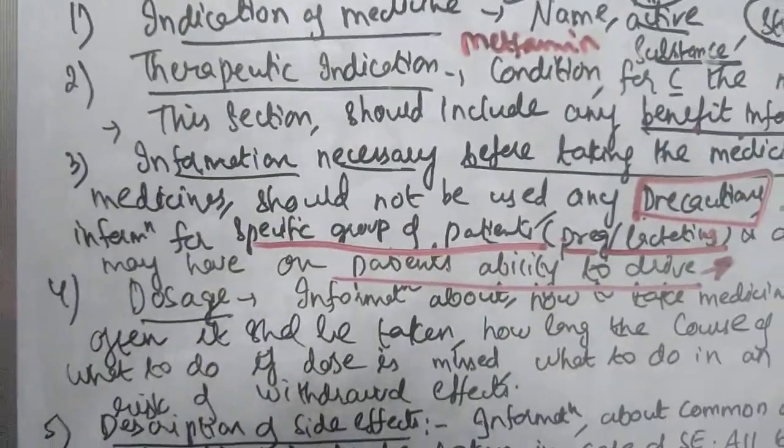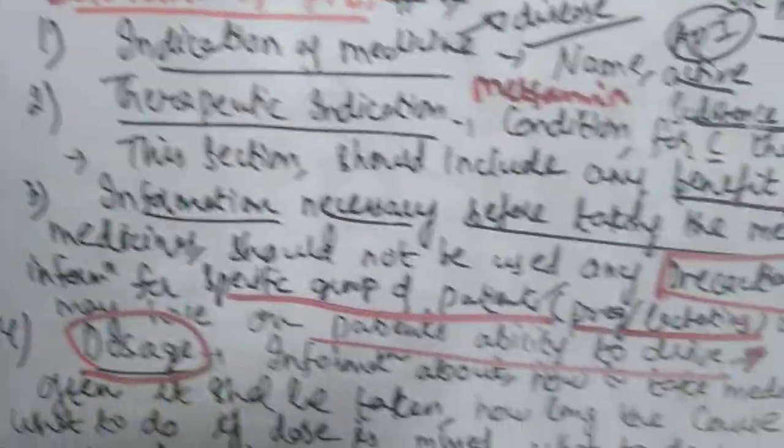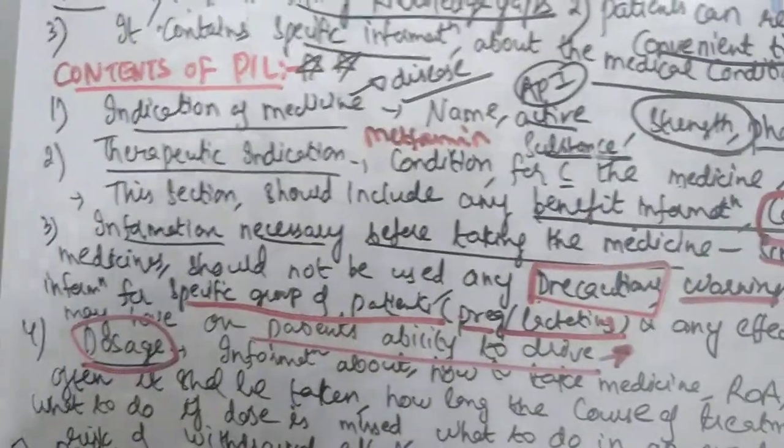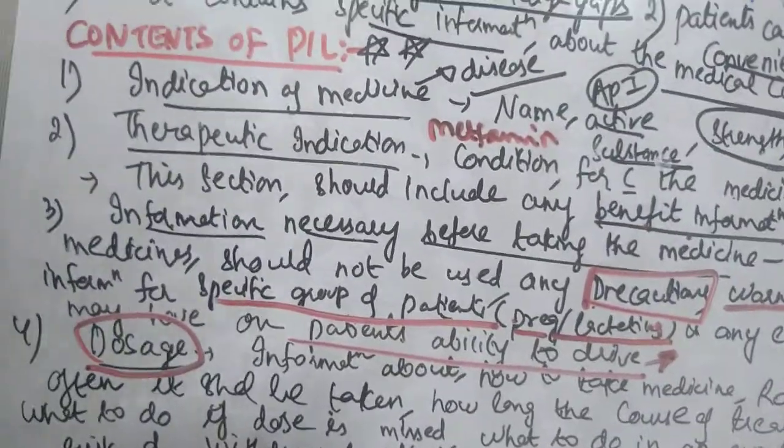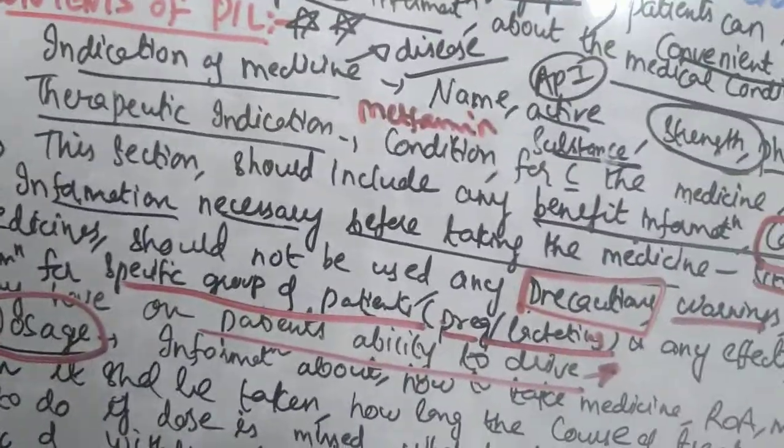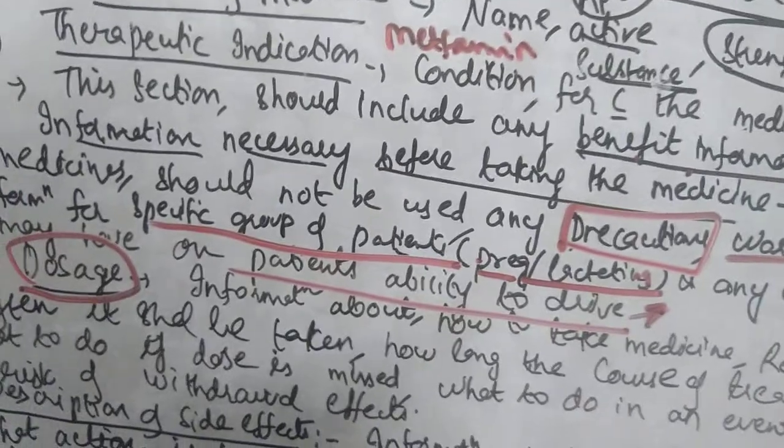Next you have dosage instructions. Dosage instructions, this we already know. Dosage instructions mean what the route of administration will be, the method of administration, how to take, how long to take; all that will be there in the dosage instructions.